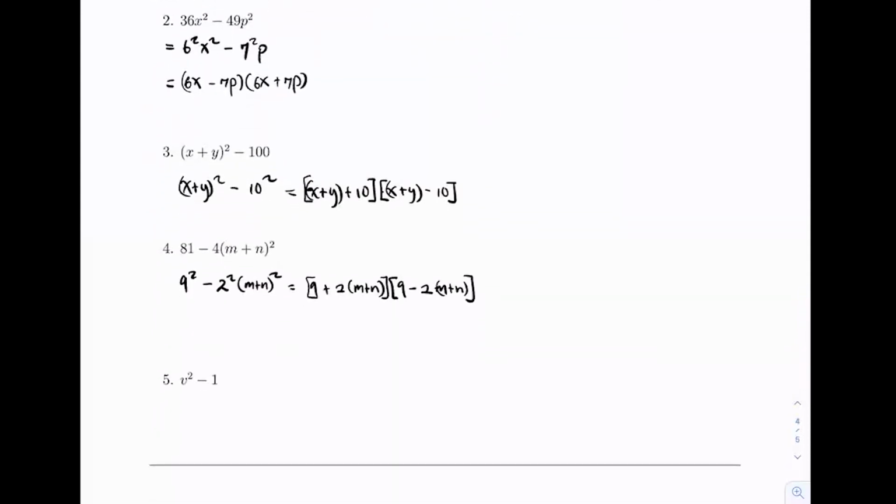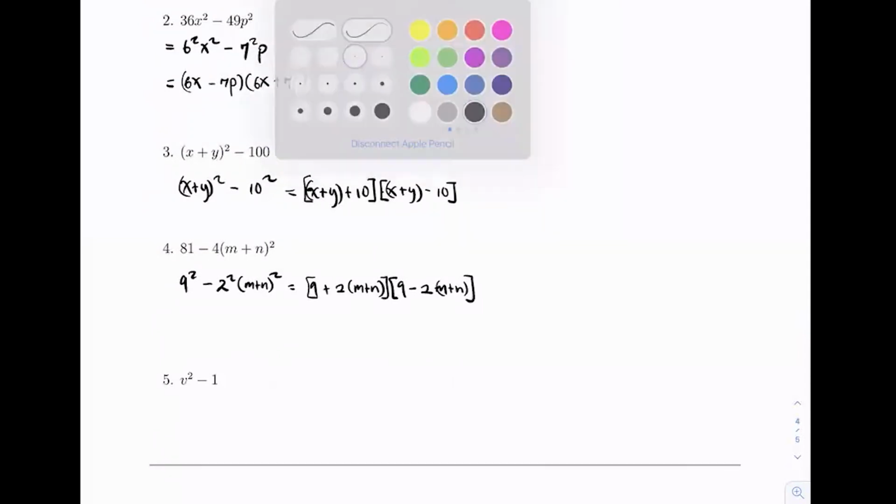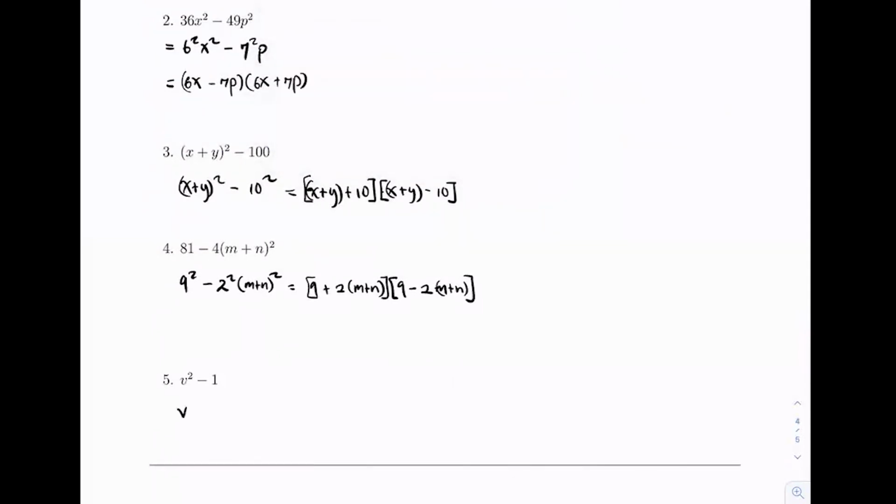Another example is example number 5, which seems to come up a lot, and persons tend to forget that when we square 1, it is the same as 1. So this gives us v plus 1 times v minus 1. Okay?